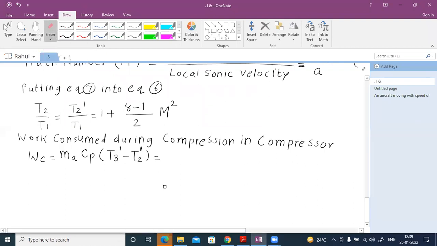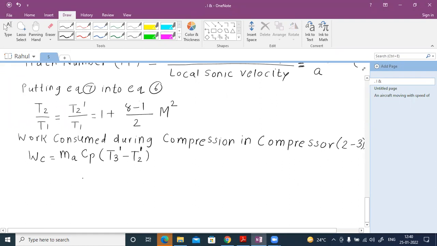Is that okay? From where has this formula come? Can anybody let me know? Mass into Cp into change in temperature. Yes, this is the work done by the compressor, so it is mass into Cp into change in temperature. Is that okay? Okay, so I'll write down, this is process 2 to 3, right?